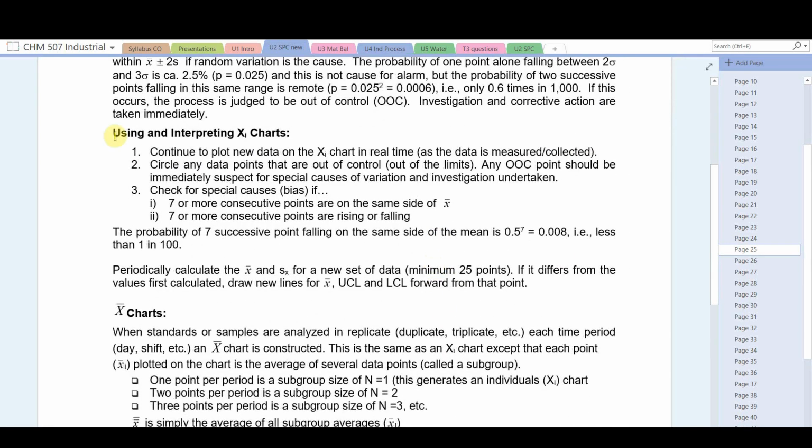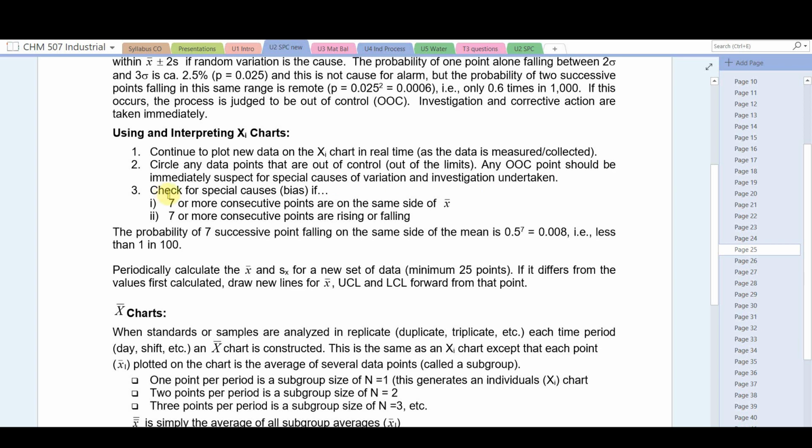Okay, so using and interpreting individuals charts. Continue to plot new data on the chart in real time as the data is measured and collected. You circle any points that are out of control. These are out of the limits. Any out of control point should be immediately suspect for special causes of variation, and investigation is undertaken.